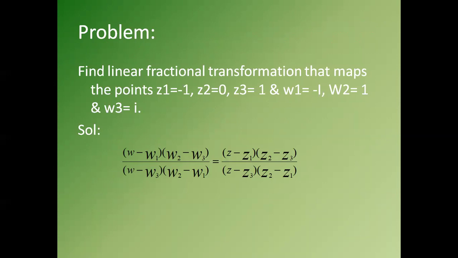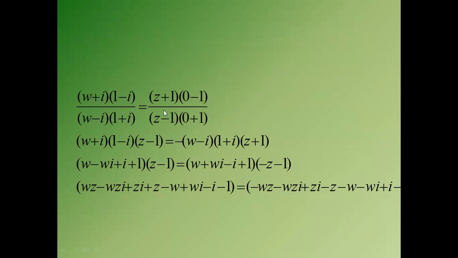So using the cross ratio formula, (W minus W1)(W2 minus W3) divided by (W minus W3)(W2 minus W1) is equal to (Z minus Z1)(Z2 minus Z3) divided by (Z minus Z3)(Z2 minus Z1). Next, the points Z1, Z2, Z3 and W1, W2, W3 are substituted in the formula. So we have (W plus 1)(1 plus i) divided by (W minus i)(1 plus i), which is equal to (Z plus 1)(0 minus 1) divided by (Z minus 1)(0 plus 1).